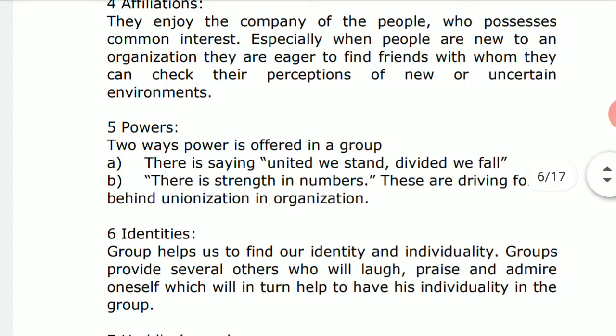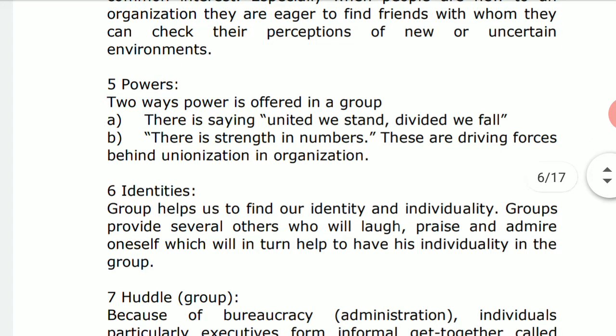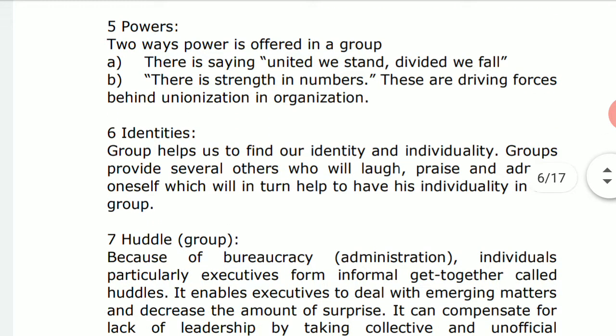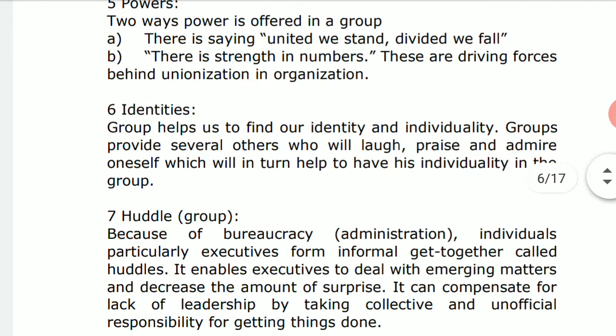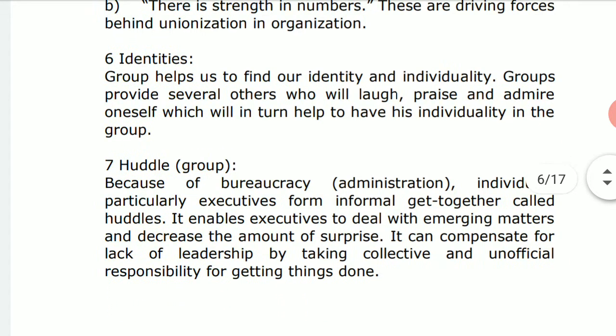And there is powerful feeling. That means you can feel the power when you are in a group. Again, it's the 6th point, why it is important. Then we can create the identities individually also and as a part of group member also.